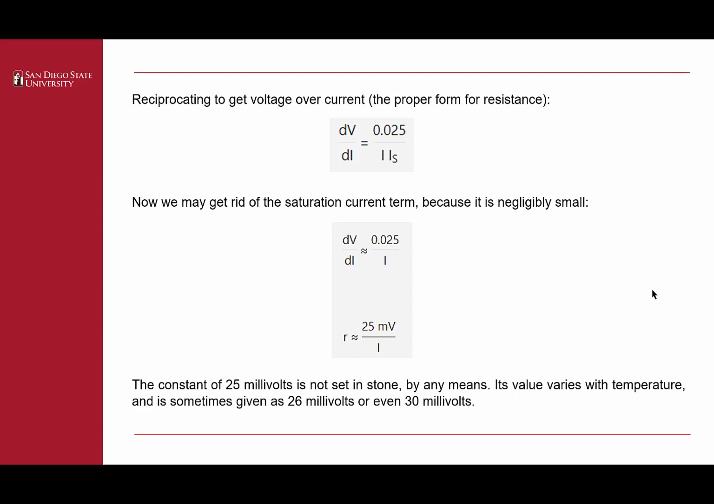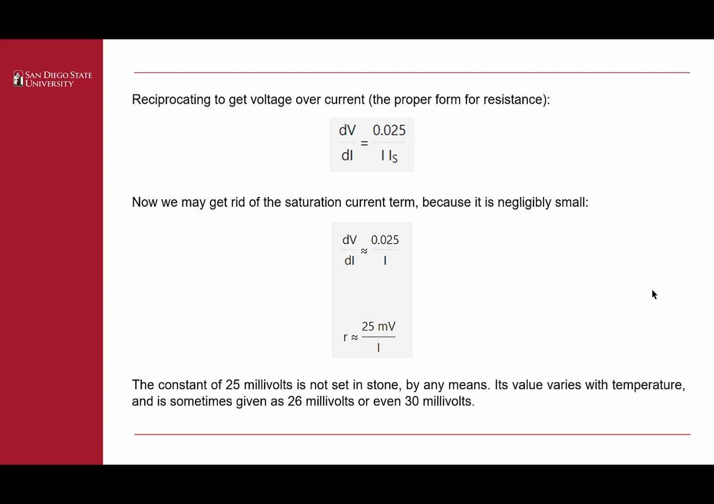So here we can get rid of the saturation current term because it is negligibly small, and in this case we will get dV/dI approximately equals 0.025 over I, and from this point we will get r, which is the time varying resistance, and this is why we write it with a small letter r. It will be 25 millivolts over I, so it will change depending on the current.